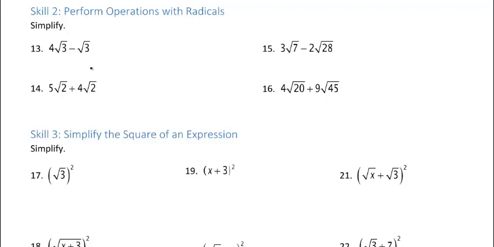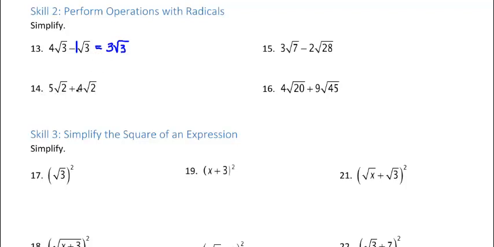Now we have some problems that require us to perform operations with radicals. Specifically, we want to add or subtract radicals. Number 13 is 4 on the square root of 3 minus the square root of 3. Recall these are like radicals because they have the same index and the same radicand. We then combine their coefficients, and that would be 4 minus 1, which is 3, and the radical factor stays the same, so 3 radical 3.